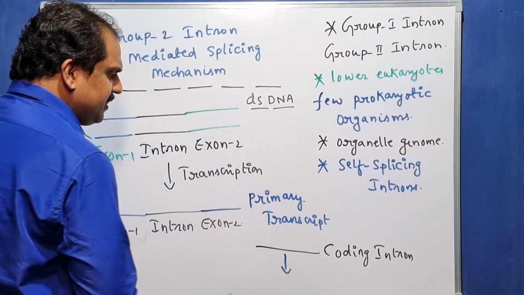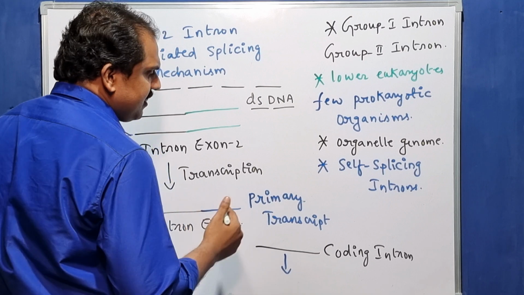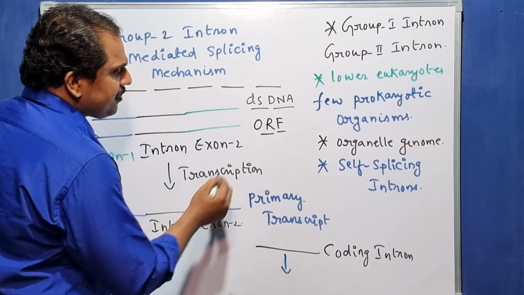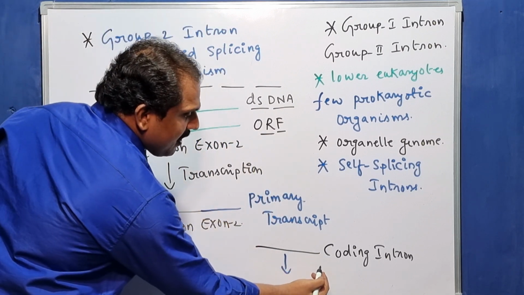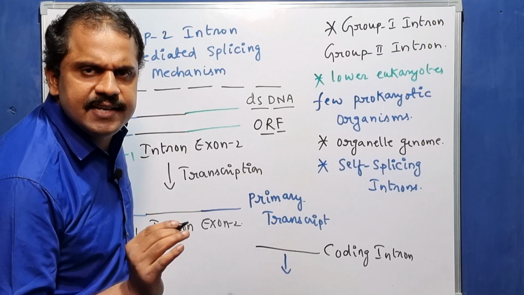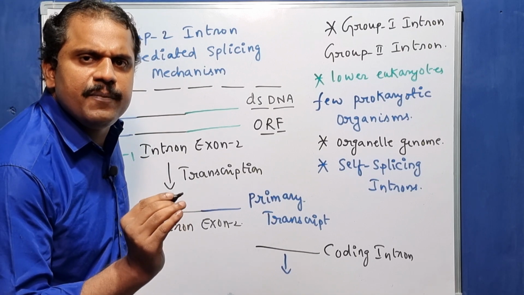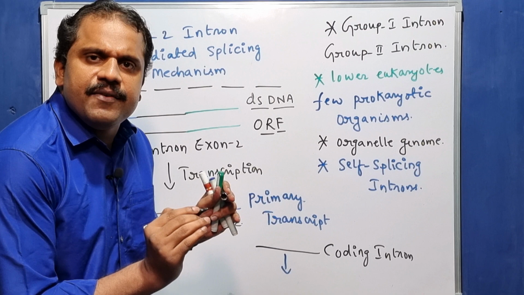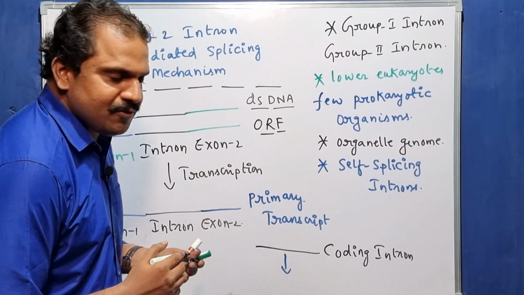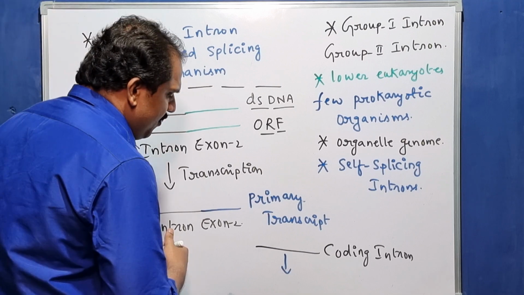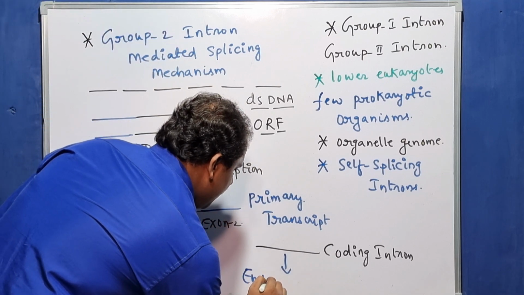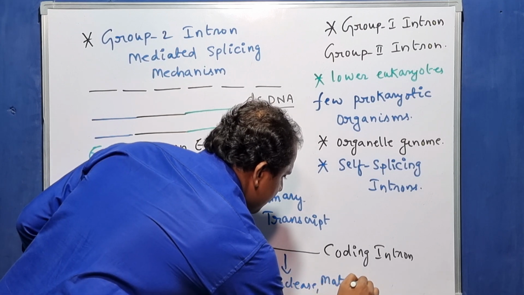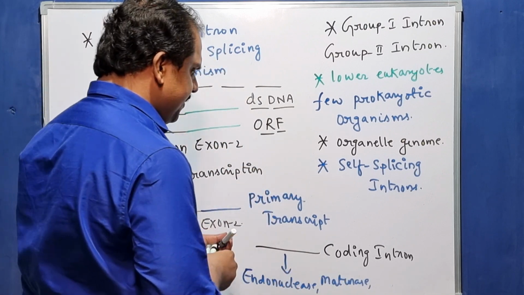So here the specific coding intron consists of multiple ORFs. Due to the presence of multiple ORFs, when the coding intron participates in the translation mechanism, it leads to the expression of different protein factors, and these protein factors are nothing but what? Endonuclease, maturase and reverse transcriptase. Is it clear? So let me write it here. Endonuclease, maturase and as well as reverse transcriptase.